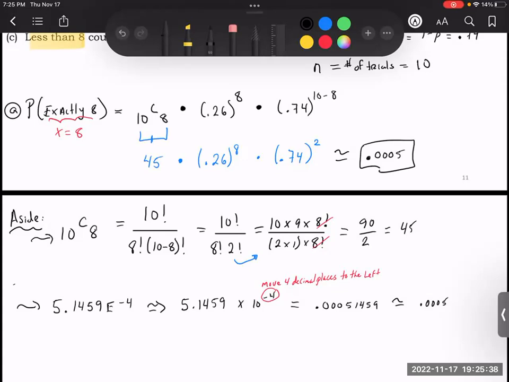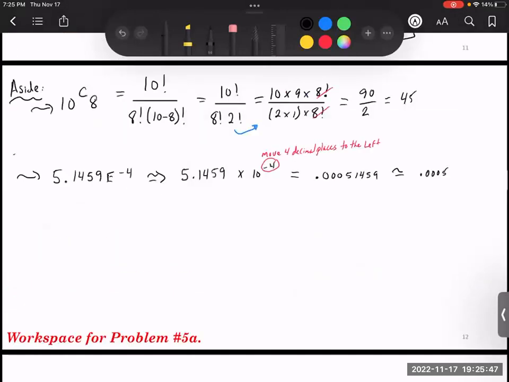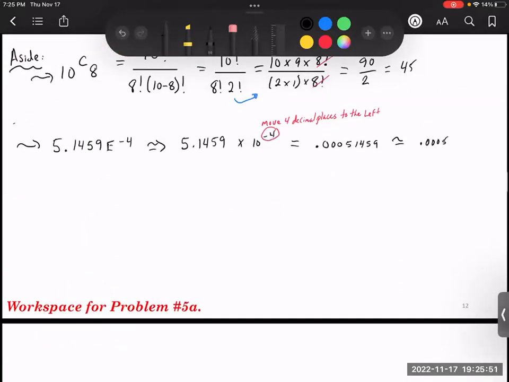Okay, any questions for part A? All right, let's look at part B now. So that was the work that was supposed to be done for part A. Let me save some room here. I need to do part B here.